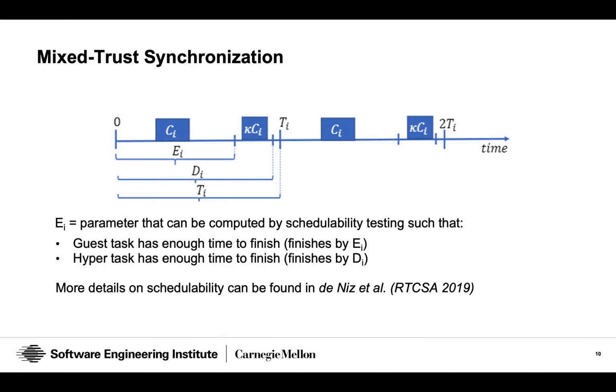For simplicity, we will consider in the remainder of this talk that the deadline for the hypertask coincides with the end of the period. It is important to compute EI such that both guests and hypertasks will have enough time to finish before their respective deadlines. Details of this computation can be found in prior work of Dionisio that was published at the International Conference on Embedded and Real-Time Computing Systems and Applications.